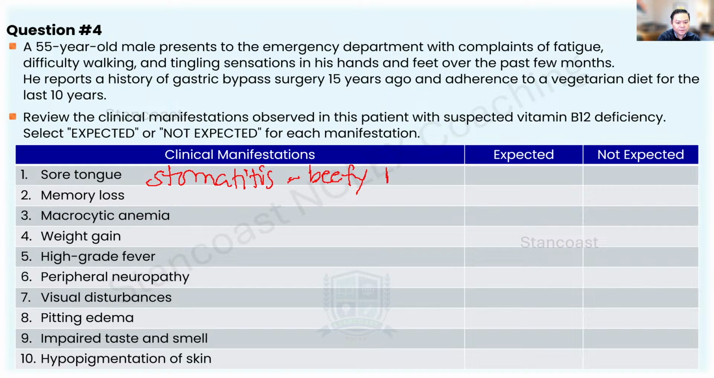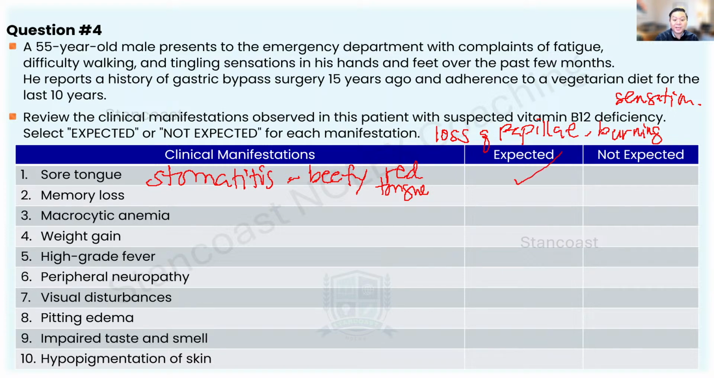Beefy red tongue. And also there's going to be loss of the papillae. Okay. And there's going to be burning sensation in their tongue as well. So it's just not inflammation and enlargement. There is going to be burning sensation. Imagine that. Glossitis, sore tongue. This is going to be expected manifestation.